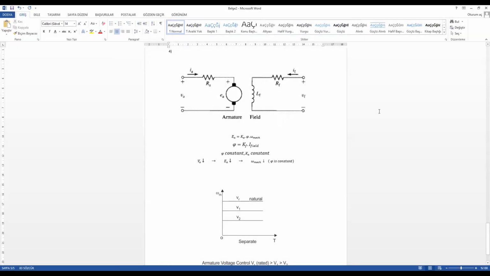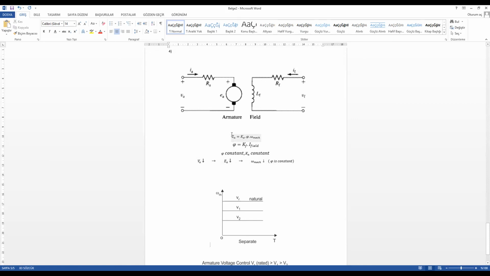In the fourth question, when the armature voltage is decreased, the rotational speed decreases too. This can be explained by using the back EMF formula, like we did in the third question. In this case, we have constant flux and constant machine constant, as you can see. If we decrease the terminal voltage, the back EMF voltage is decreased too. VA is decreased and back EMF is decreased. When we look at this formula, Ka and flux are constant.